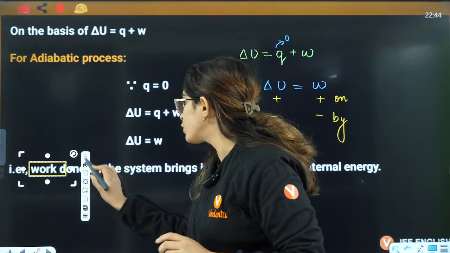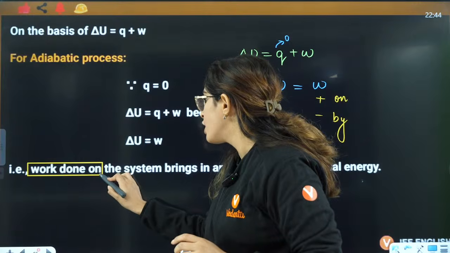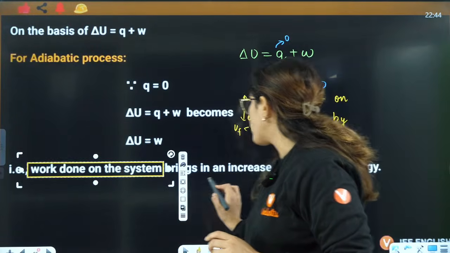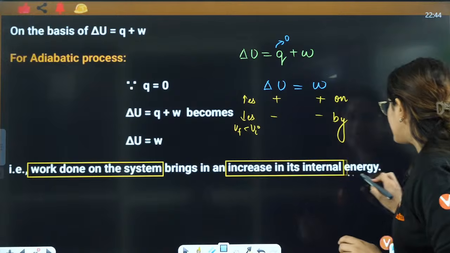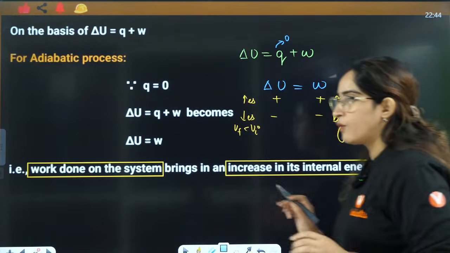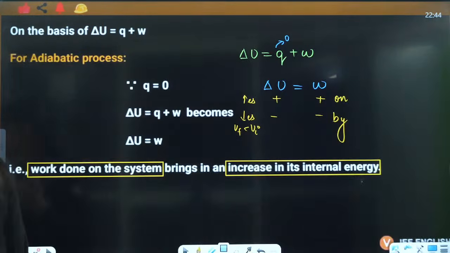So you don't have to cram these things. You just have to see how to apply this. Here there is an increase in internal energy. Okay, you don't have to cram anything. That's it, right?